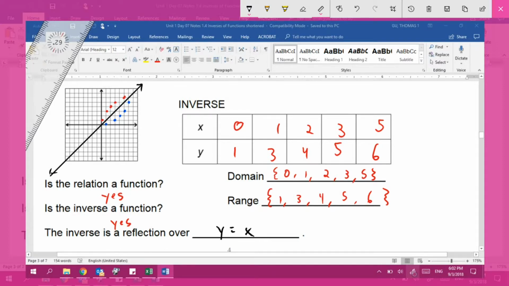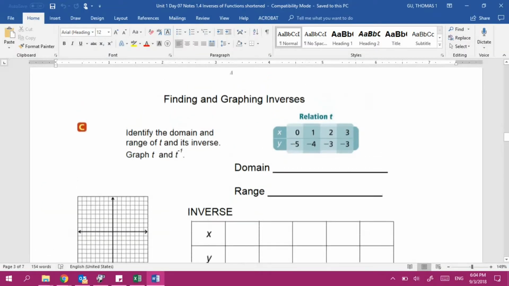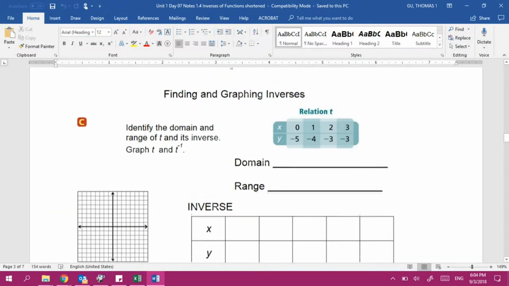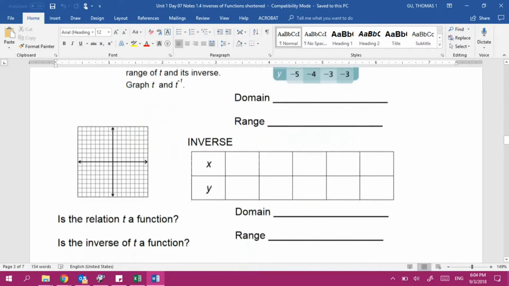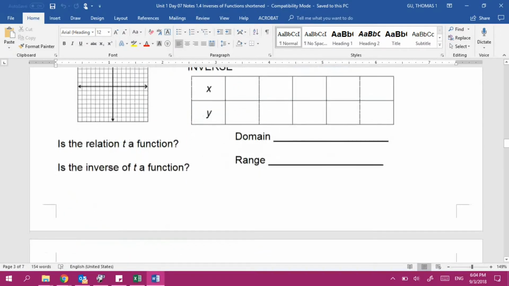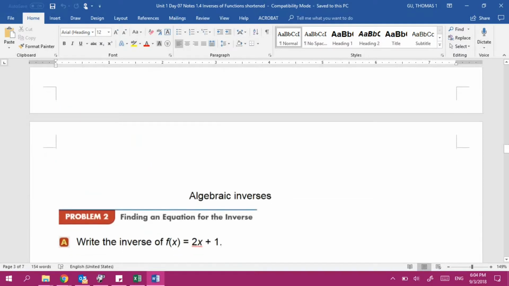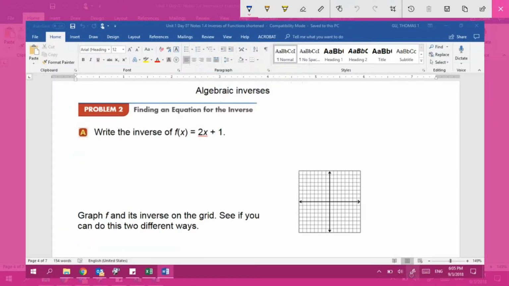over that line. So now guys, I want you to try this next set down here, finding and graphing inverses. Find the domain and range of the original relationship, put the x and y's, graph it, then do the same thing for the inverses. Now guys, we're moving on to algebraic inverses.